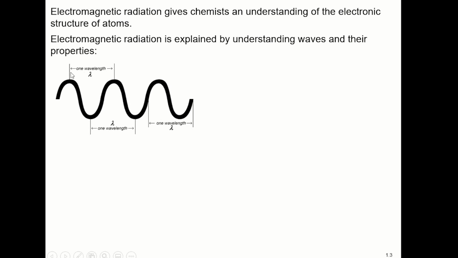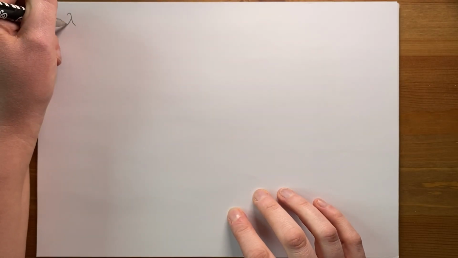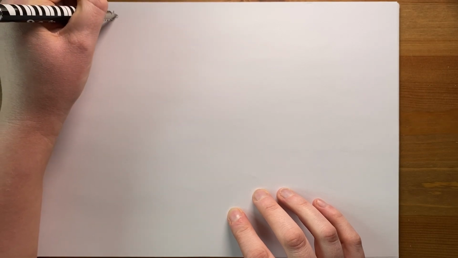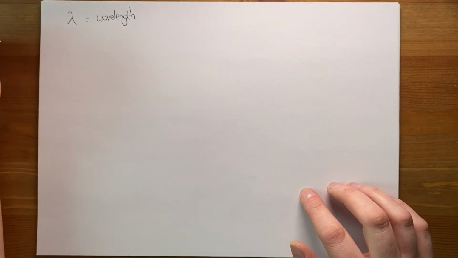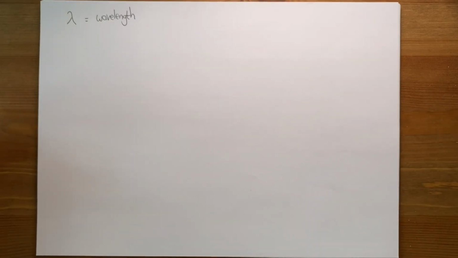We have this one wavelength, and what we mean by that is if you go from the peak or the trough or even halfway up, as you can see here, to the same point in the next peak within the wave, that is what we call one wavelength. We give that this symbol here, lambda, which equals wavelength, for those of you that haven't done physics before. So that can be peak to peak, trough to trough, or halfway to halfway. The wavelength is a distance and it is measured in meters, or more commonly nanometers.